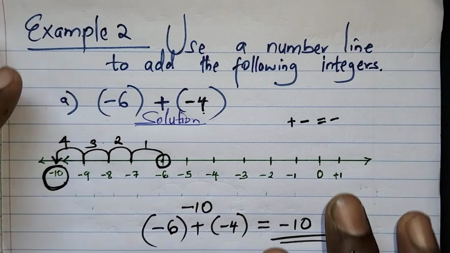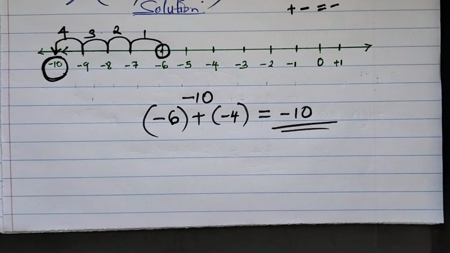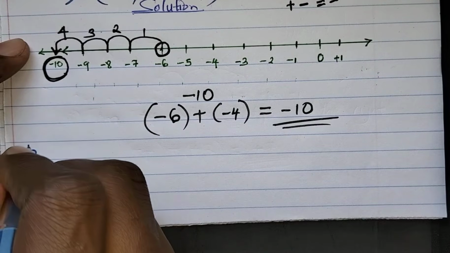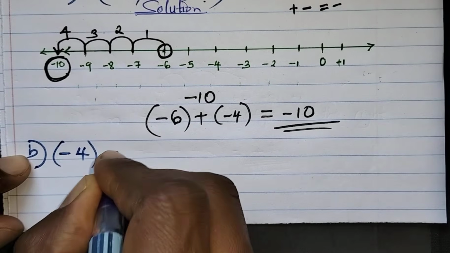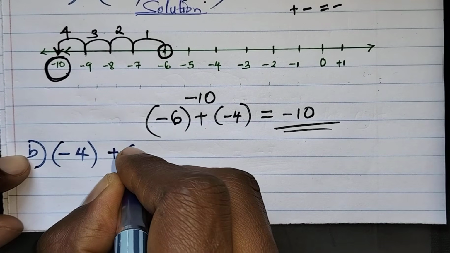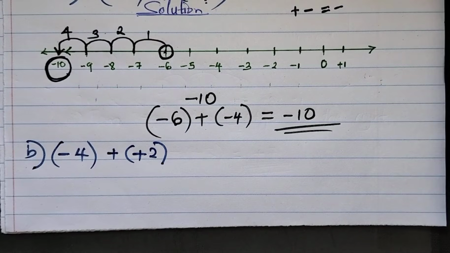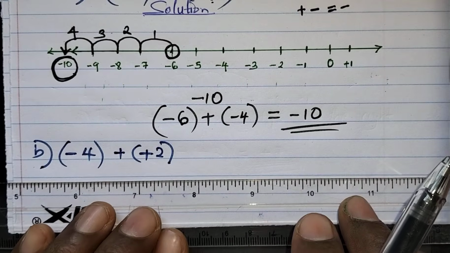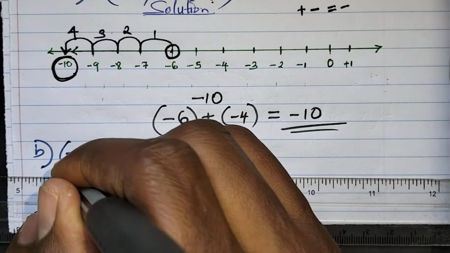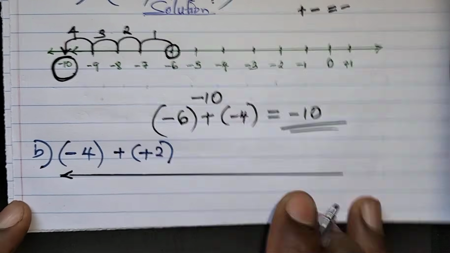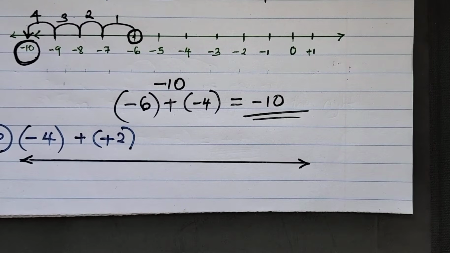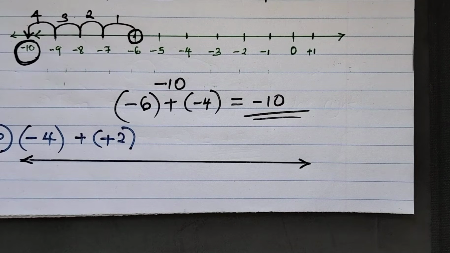B of the same. B. Negative 4 brackets plus positive 2. Again, we draw the number line. Draw the number line like that. Consider these values, an arrow on this end, another arrow on this end. So we'll be considering the numbers that we have in that question.